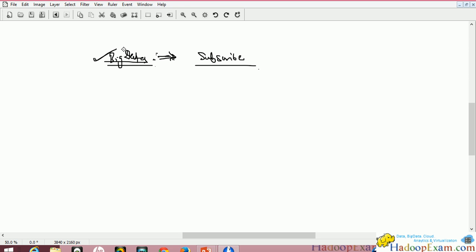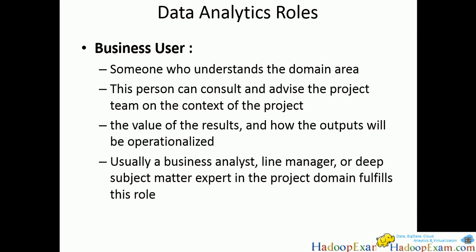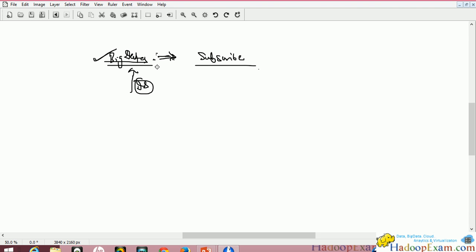We have thoroughly explained what exactly big data means, but let me tell you, data science actually came into the picture after big data came along. Okay, so let's move ahead. Data analytics roles. In the EMC certification they ask role-based questions as well.